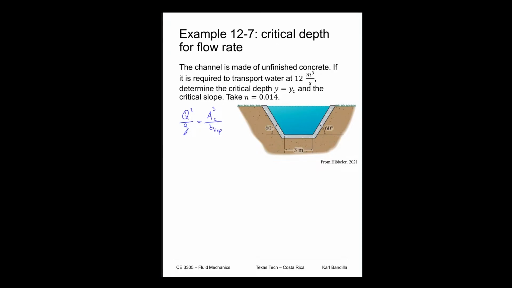So basically we're trying to find this, which would be our critical depth, y_c. In this case, this distance would be B top. The area is just the area of a trapezoid. I think we're going to use the standard area, but we need to figure out, given the angle, what these little extra parts are.